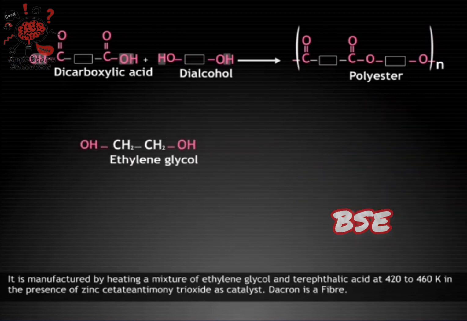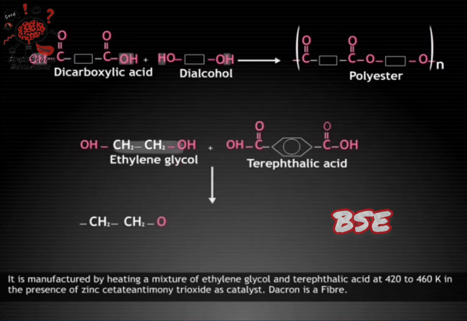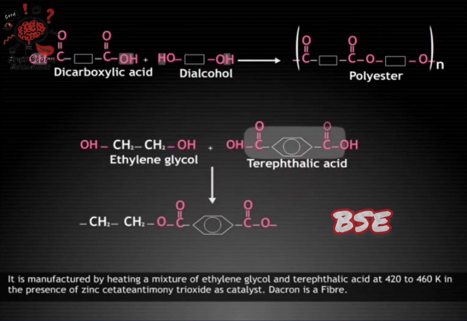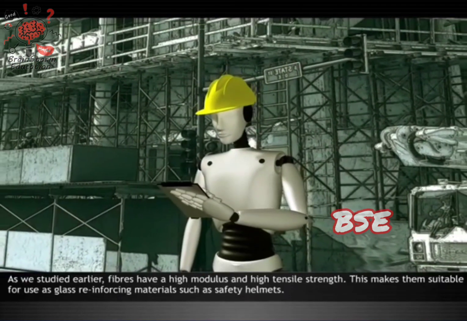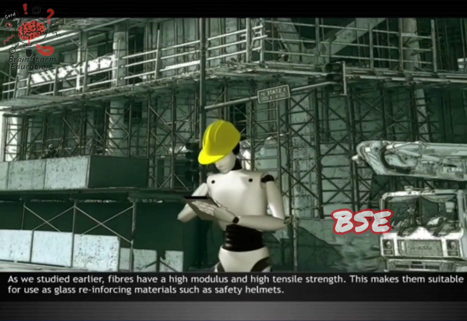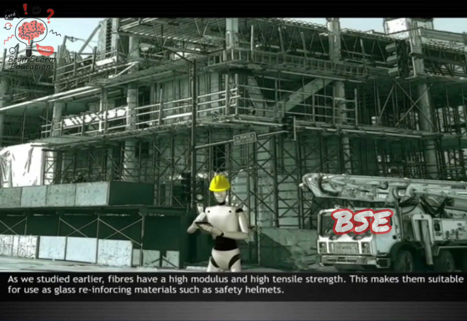It is manufactured by heating a mixture of ethylene glycol and terephthalic acid at 420 to 460 Kelvin in the presence of zinc acetate and antimony trioxide as catalyst. Dacron is a fiber. As we studied earlier, fibers have a high modulus and high tensile strength. This makes them suitable for use as glass reinforcing materials such as safety helmets.